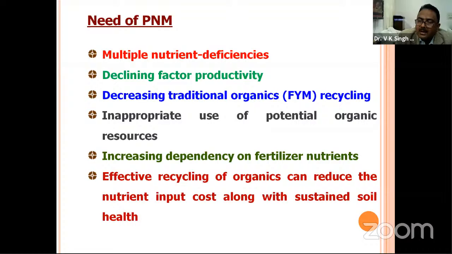Now the farmers are completely dependent on fertilizer nutrient. They are not following a rotational approach, legume inclusion, green manuring, organic recycling, and those are the reasons why soil health is being compromised. And not only soil health, your produce quality, productivity, and economics are also getting depleted over time.